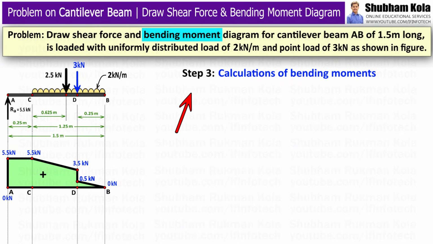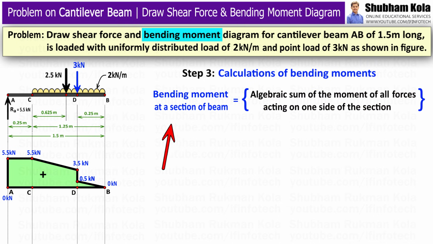Now the next step is calculations of bending moment. The bending moment at a section of beam is calculated as the algebraic sum of moment of all the forces acting on one side of the section. So to calculate bending moment, we can start either from left end of beam or from right end of beam. Here I will start from the right side.